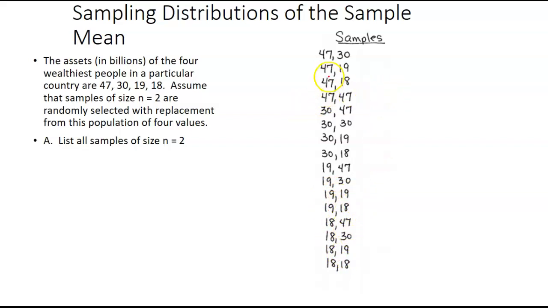What you'll see is that I'm going to have 16 different possible samples of size n equals 2. There's a reason that our population is very small here and that we're choosing small samples, because you can see that even with a population of size 4 and samples of size 2, we get 16 different possible samples that we need to consider. So these are all the possible samples of size 2 that can be pulled from this population.